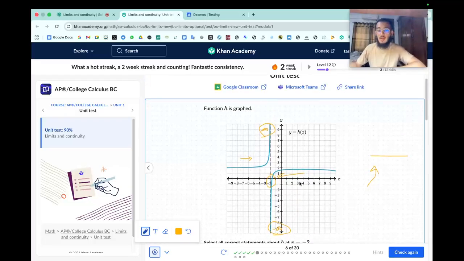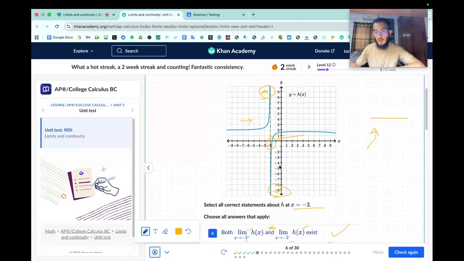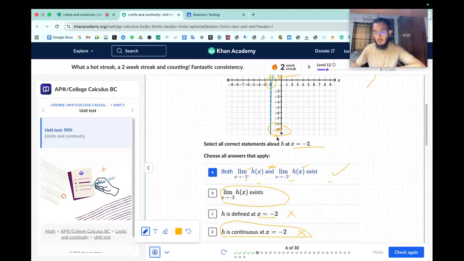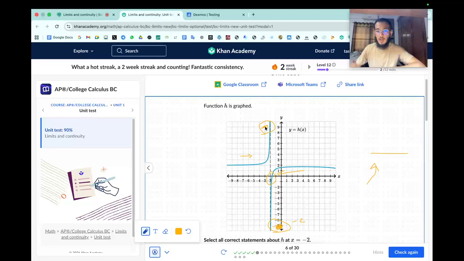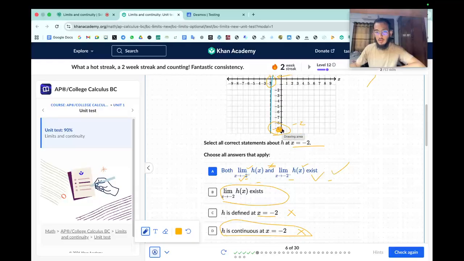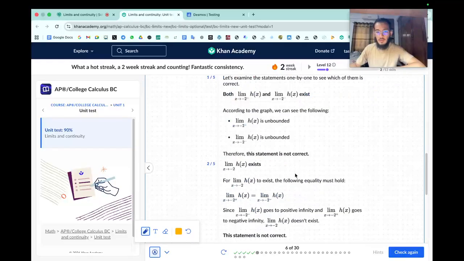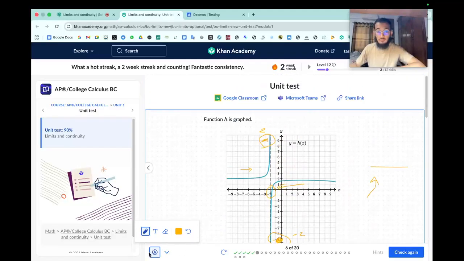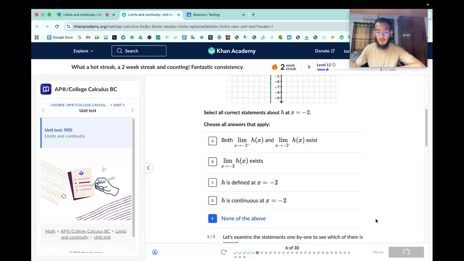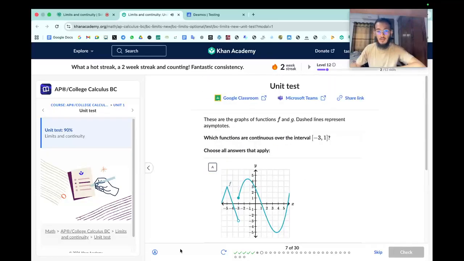So here the function approaches infinity. So infinity is not a value. If it was a finite value, like let's say -2 or +2, in that case, yeah, this statement would have been true. But because they approach infinity, this is not true. So now we understand that E is the answer. Okay.